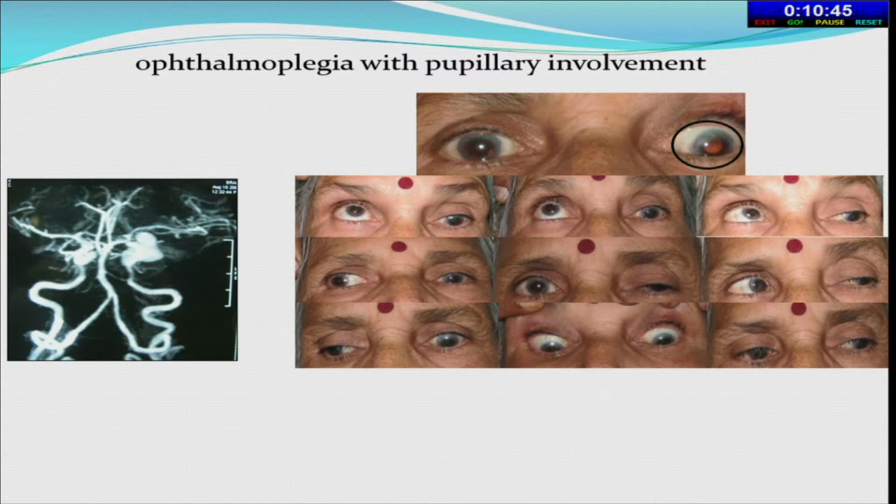Right. So this is just to show a case of ophthalmoplegia with pupillary involvement. You can see that there is anisocoria there, and you can see a large aneurysm over there. Along with anisocoria, of course, there is external ophthalmoplegia with complete ptosis.